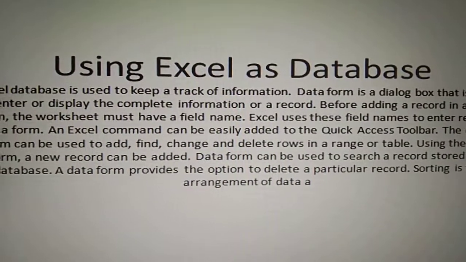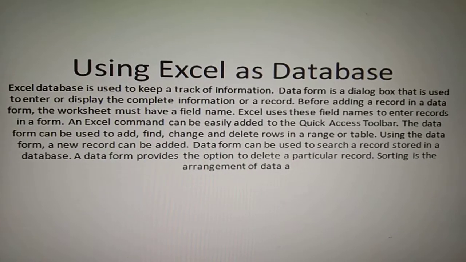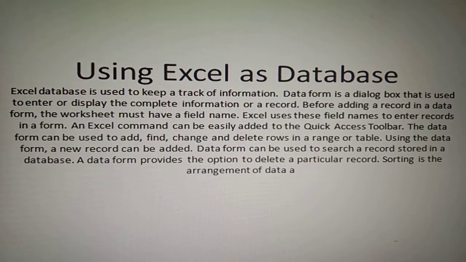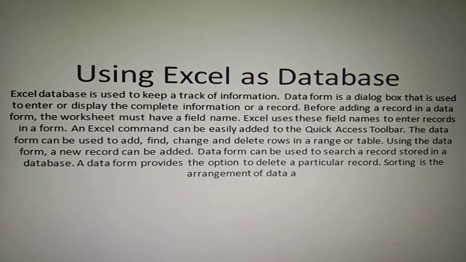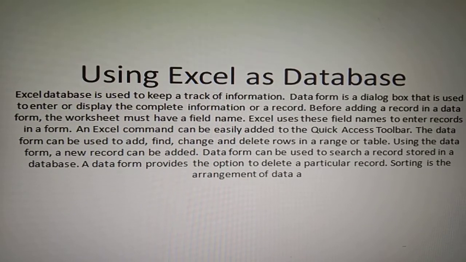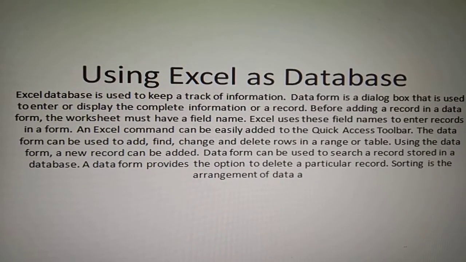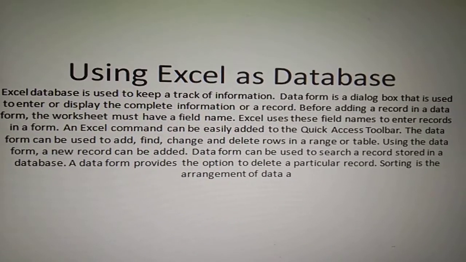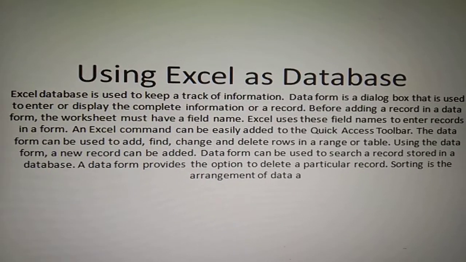Now come to our topic. Our topic is using Excel as a database. Class, basically a database is a collection of information which is related to a particular subject, which includes various types of rows and columns. So a database consists of fields and records. In simple terms, records refer to rows and fields refer to columns. So in short, a database includes fields, records and field names.